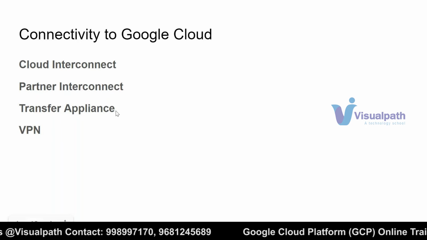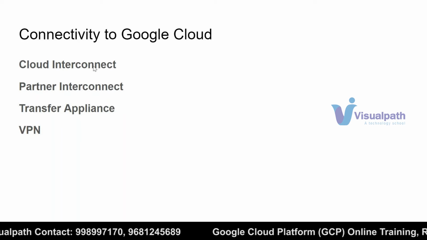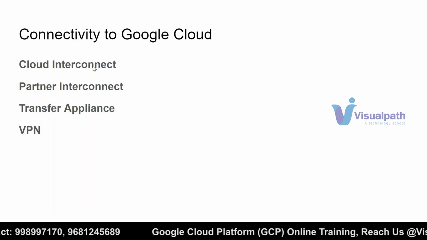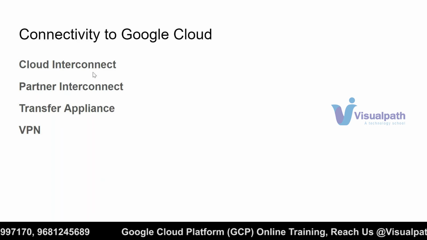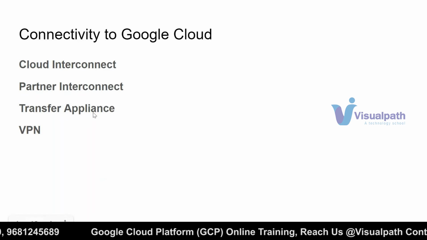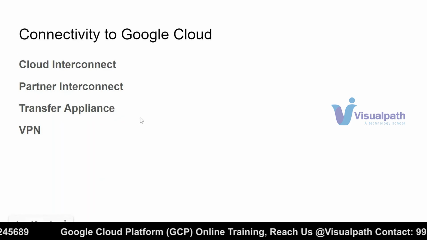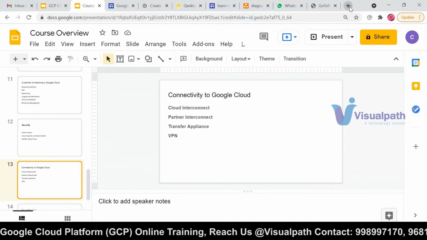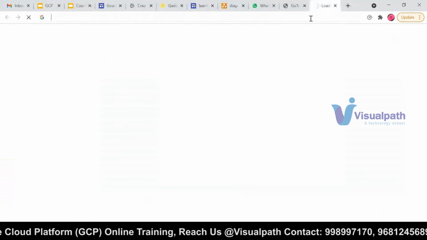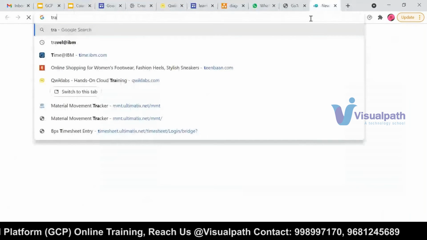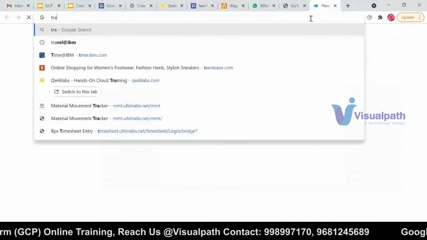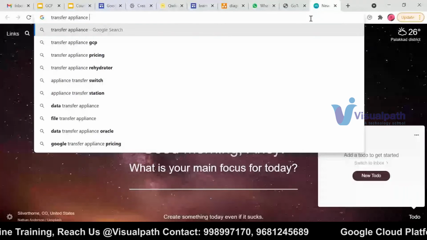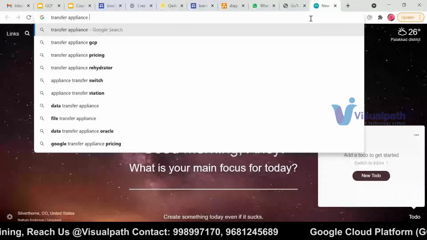If you compare the interconnects with AWS, it will be like your Direct Connect. I think Direct Connect is the name in AWS. For Transfer Appliance, you have heard of AWS Snowball, right? It is like a physical device. That's fine if you are not familiar. Transfer Appliance in GCP, if you check it, is also a physical device.